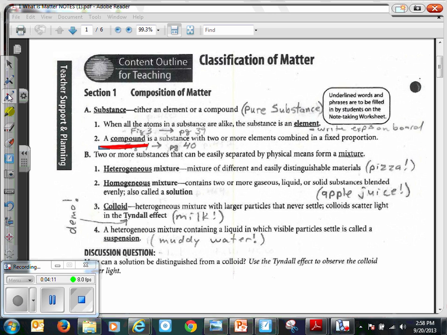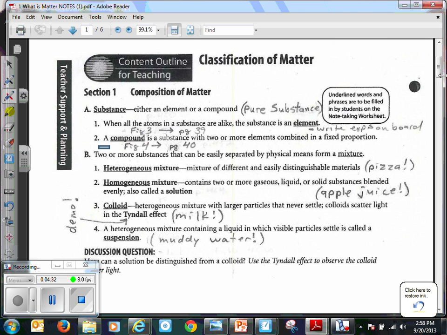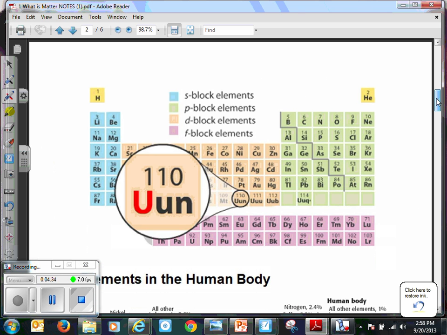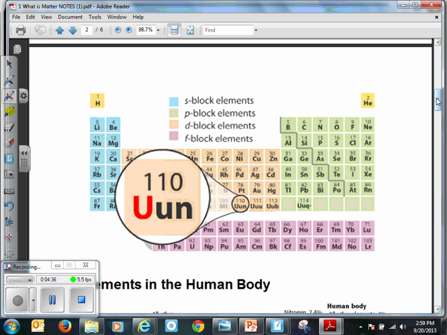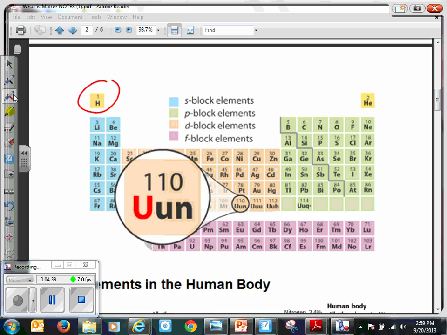Okay, so when I asked you what is the body made out of, you said water, right? Well, water is made out of what? Do you guys know what water is made out of? H2O is the chemical formula, and so that means it's hydrogen and oxygen. So if you look at your periodic chart, you can find both of those. So we've got hydrogen and oxygen here, and H2O.